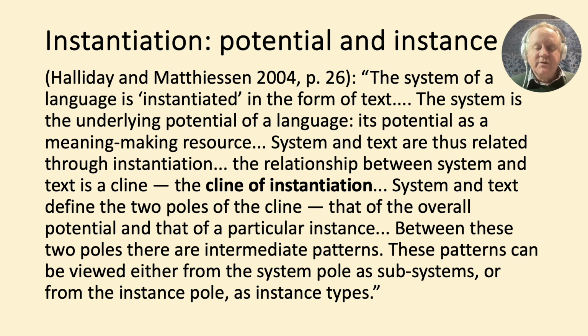The relationship between system and text is a cline, the cline of instantiation. System and text define the two poles of the cline, that of the overall potential and that of a particular instance. Between these two poles there are intermediate patterns. These patterns can be viewed either from the system pole as subsystems or from the instance pole as instance types.